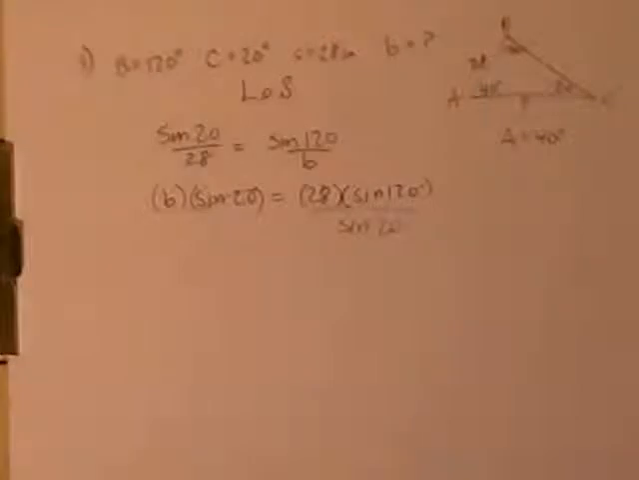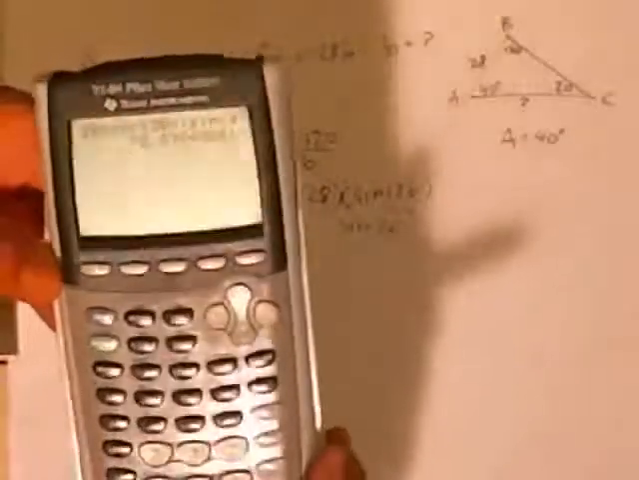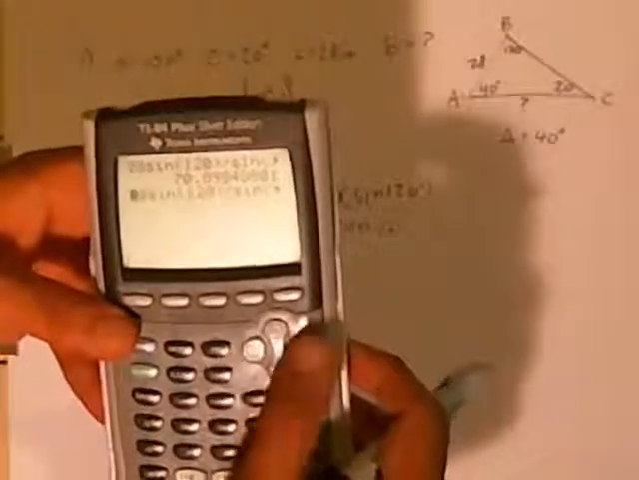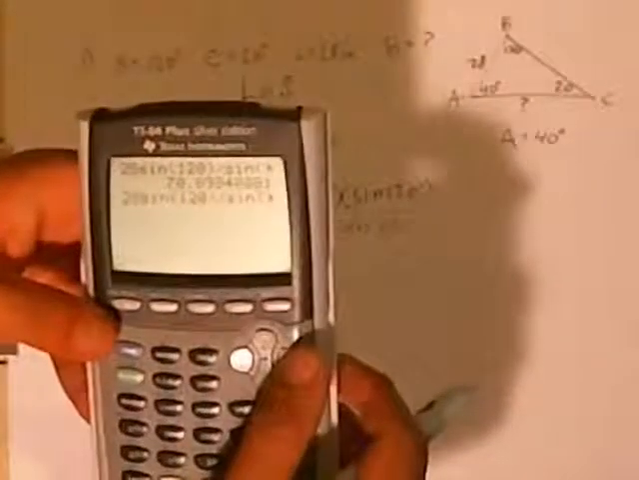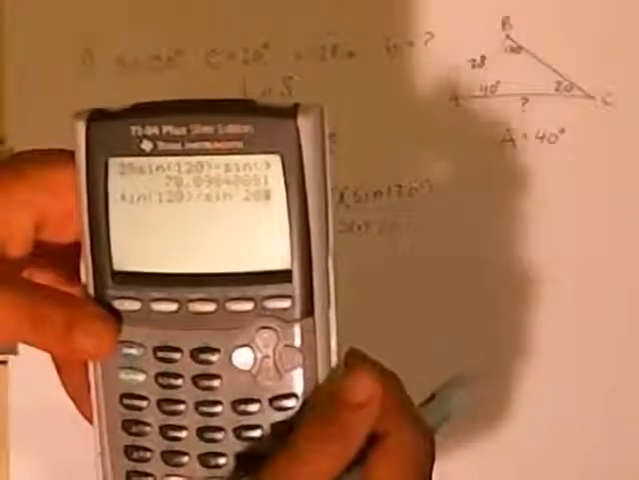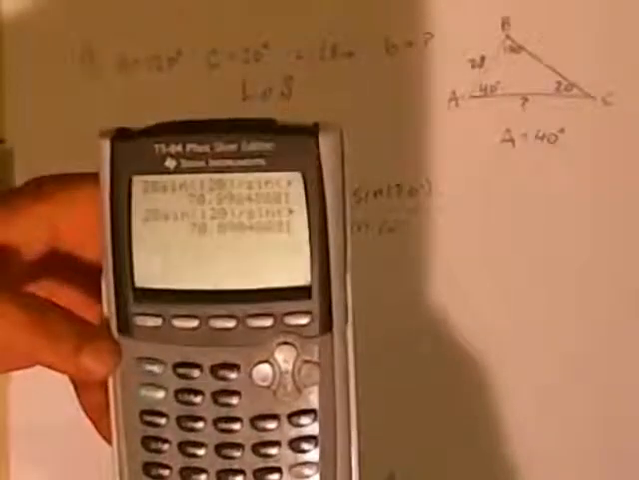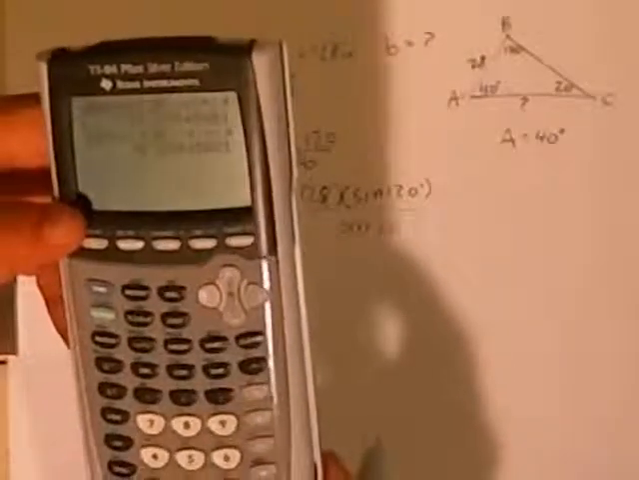Using my calculator, 28 times the sine of 120 divided by the sine of 20. I'm going to use the entry button to show you how it worked out. It says 28, I didn't put times, so it's 28 sine of 120, and parentheses divided by the sine of 20. You notice I didn't put an end parenthesis at the end. I used my second entry button to get to that number. It comes out the same, approximately 70.89.